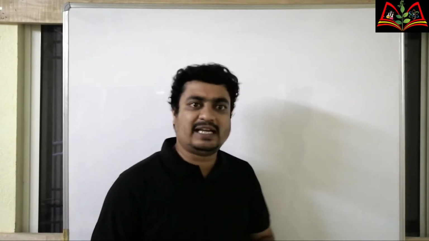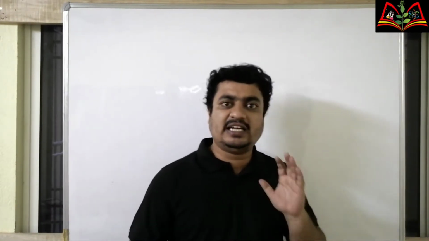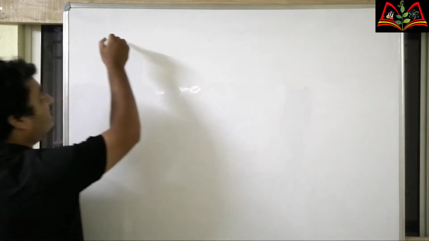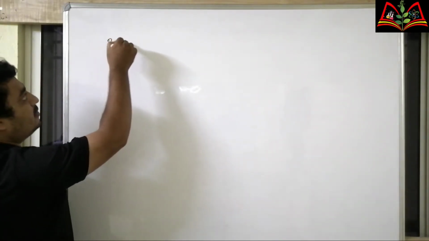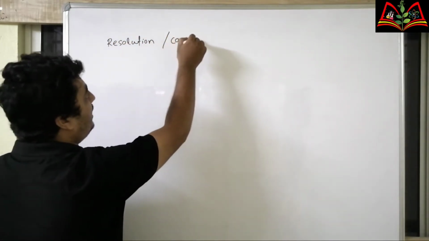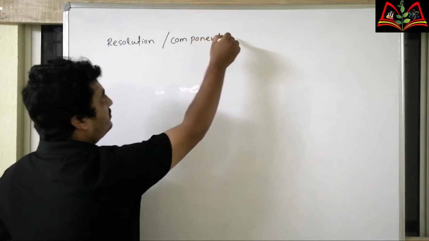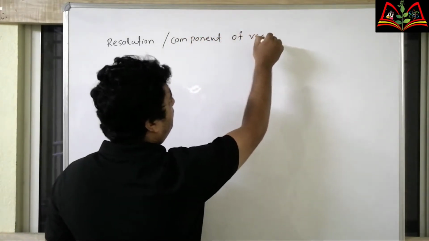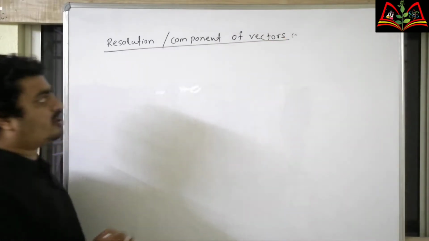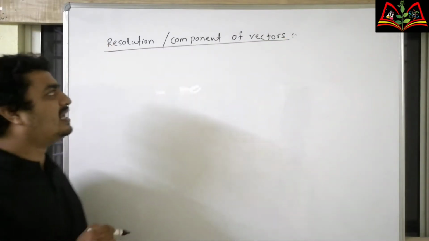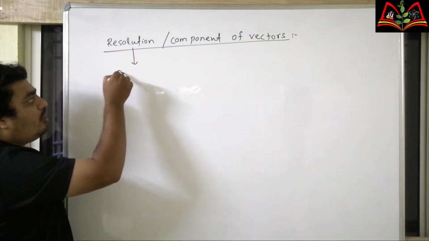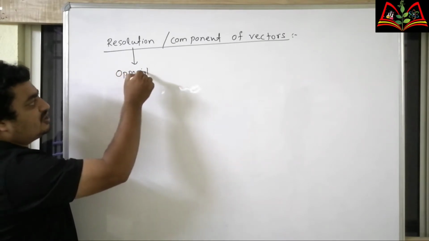Now, in the previous class, we have studied the addition and subtraction of vectors. Now, we'll go for the resolution or components of vectors. So, resolution or components. What is the meaning of resolution of a vector? Now, resolution is the opposite process of addition.